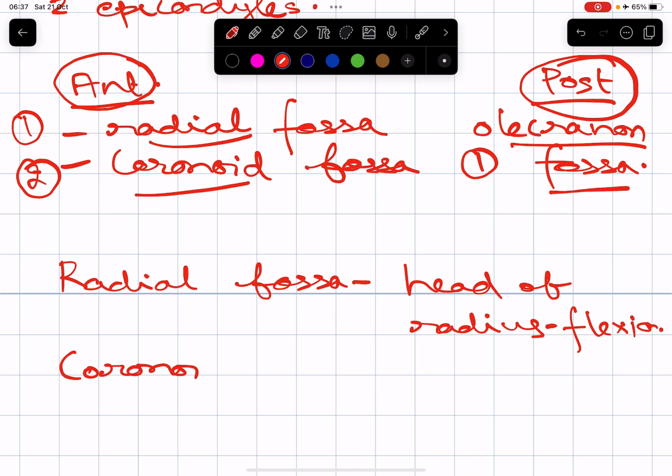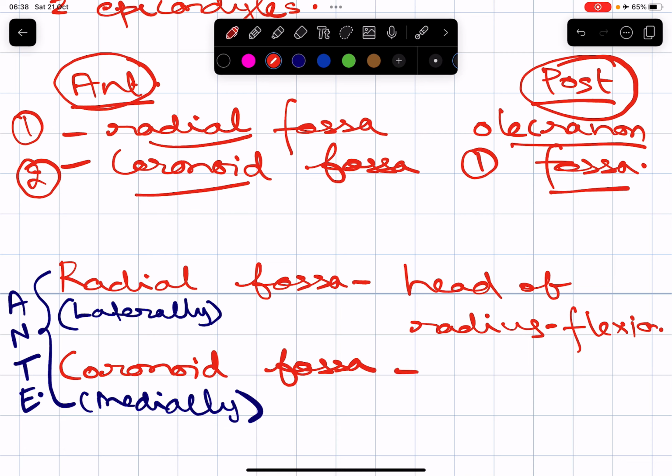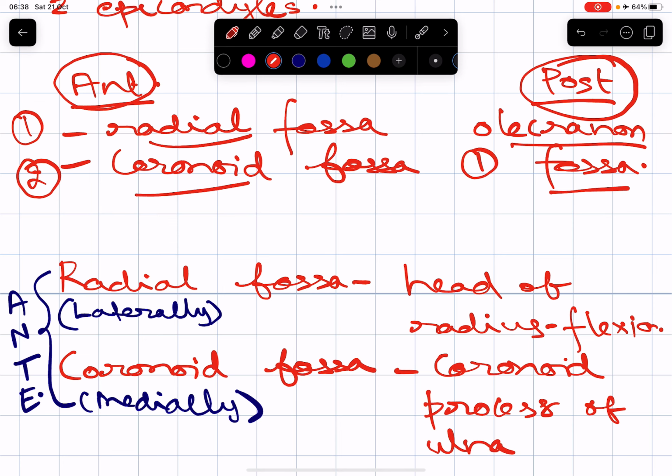The coronoid fossa, okay, please remember the radial fossa lies laterally and the coronoid fossa lies medially, and both lie on the anterior aspect of the elbow, that is the lower end of the humerus. Now the coronoid fossa receives the coronoid process of the ulna again during flexion of the elbow.